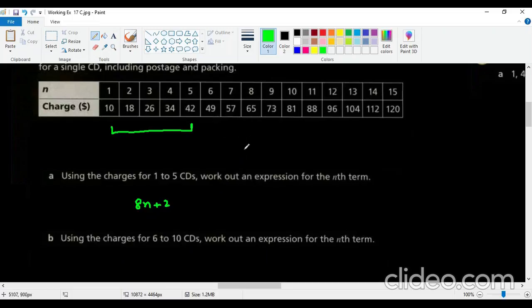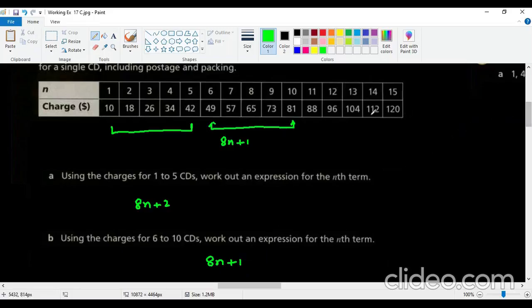Now in here, the expression from 6 to 10 is going to be here. We need to find out what this is going to be. 49 becomes 57, 57 becomes 65, and 65 becomes 73. So in here, the difference between n is 8n plus 1. 8n plus 1 to make it a second expression.